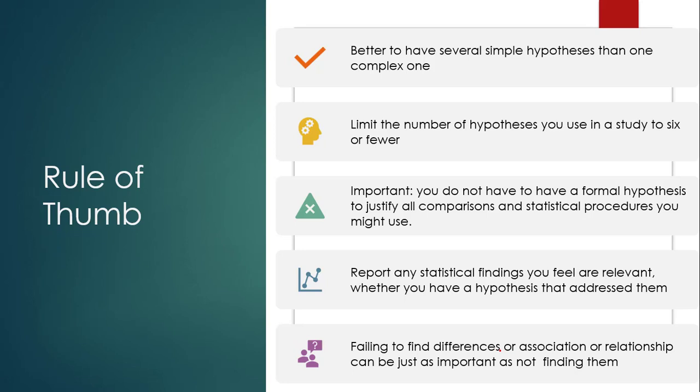So, what are the rules of thumb? It is better to have several simple hypotheses than one very complicated one. Limit the number of hypotheses in your study to fewer than 6. Because when it gets too many, then it becomes a little bit too much to do within the period of time that you have to carry out the research.